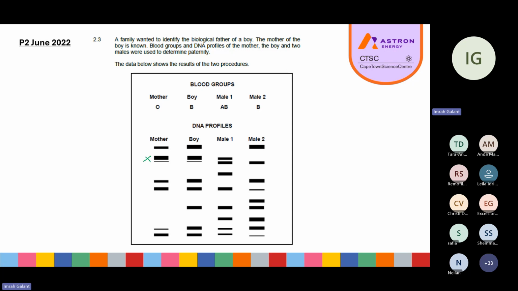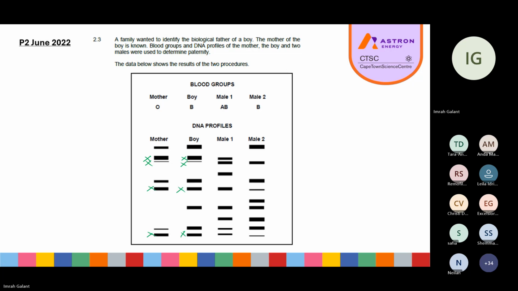So this band over here, the boy and the mother is the same, as well as that band there and that band there. This band of the boy and the mother is the same, as well as the last two. So there's 4 bands between the boy and the mother that are the same. But now we need to figure out which of the 2 males is the father. So now what you're going to do is whichever bands from the mother and the boy do not align, those are the bands you're now going to compare to see who is the father.